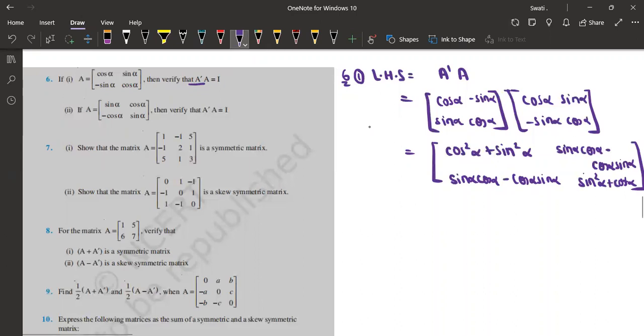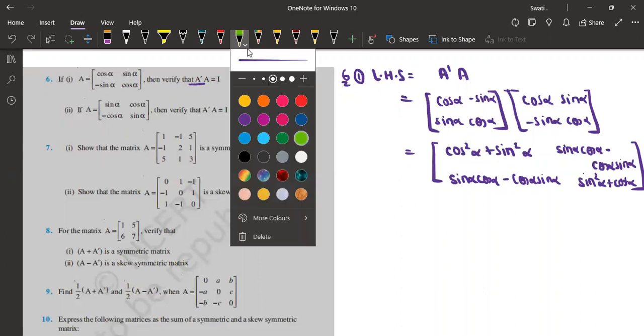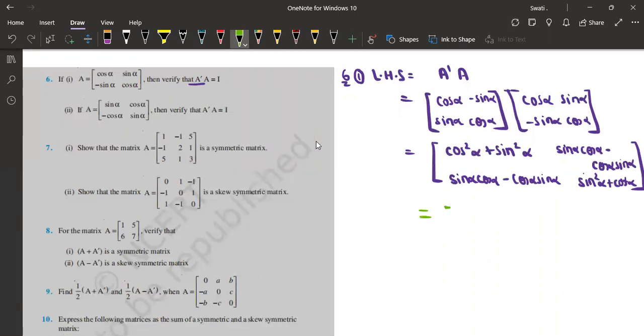And the matrix is closed. Now, what do we need to do? We need to write this down properly. Cos square alpha plus sin square alpha is 1. This is a very famous trigonometric identity we all know. And sin alpha cos alpha minus cos alpha sin alpha is 0. This is 0 and this is 1. So we are getting an identity matrix, and we were supposed to prove this only. Hence proved. So we are done with the first question.